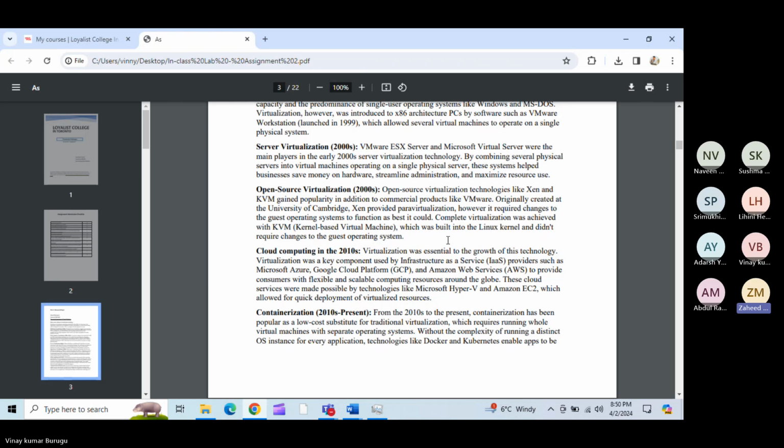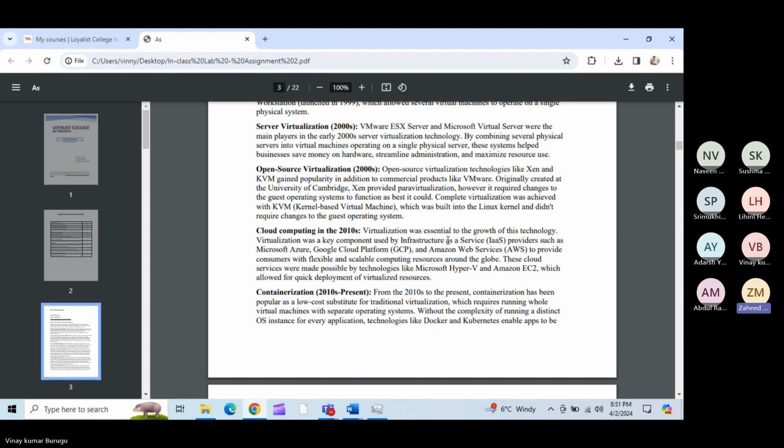And then open source virtualization. Open source virtualization technologies like Xen and KVM gained popularity in addition to commercial products like VMware. Xen was originally created at the University of Cambridge. Xen provided paravirtualization, however, it required changes to the guest operating system to function as best it could. Complete virtualization was achieved with the Kernel-based Virtual Machine, which was built into the Linux kernel and did not require changes to the guest operating system.